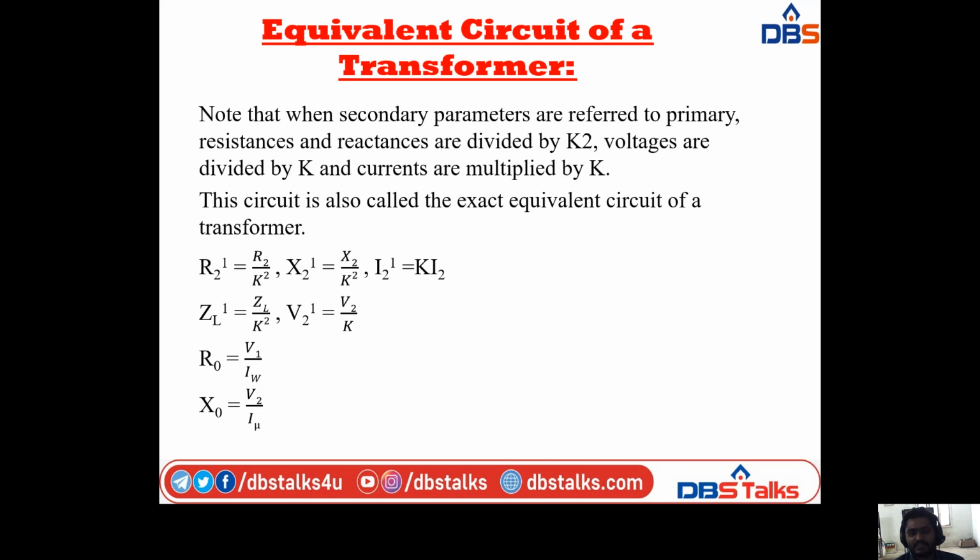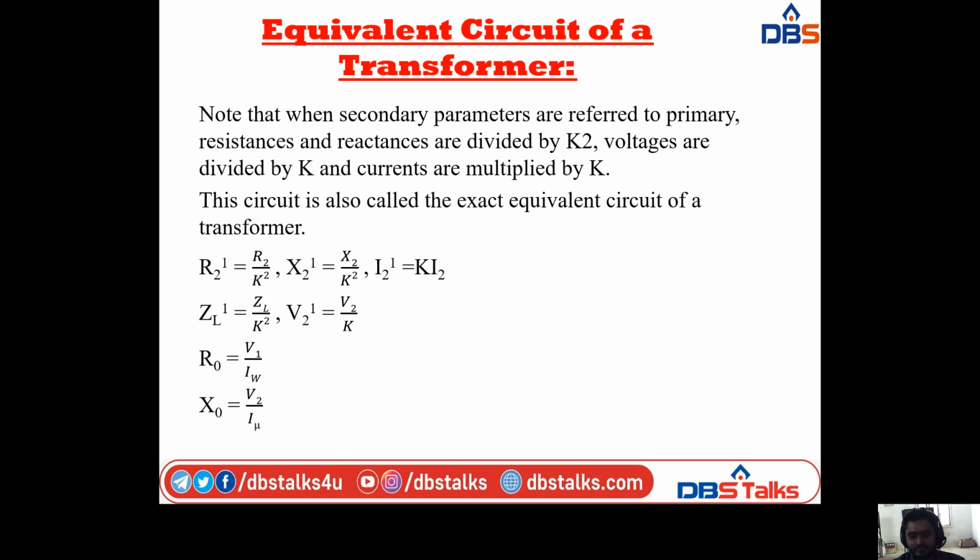So ZL by K square, that is ZL dash, and V2 dash. So V2 dash is equal to V2 by K. That is, the voltages are divided by K when the parameters are referred to primary. So V2 dash is equal to V2 by K. Here V2 is the secondary voltage.